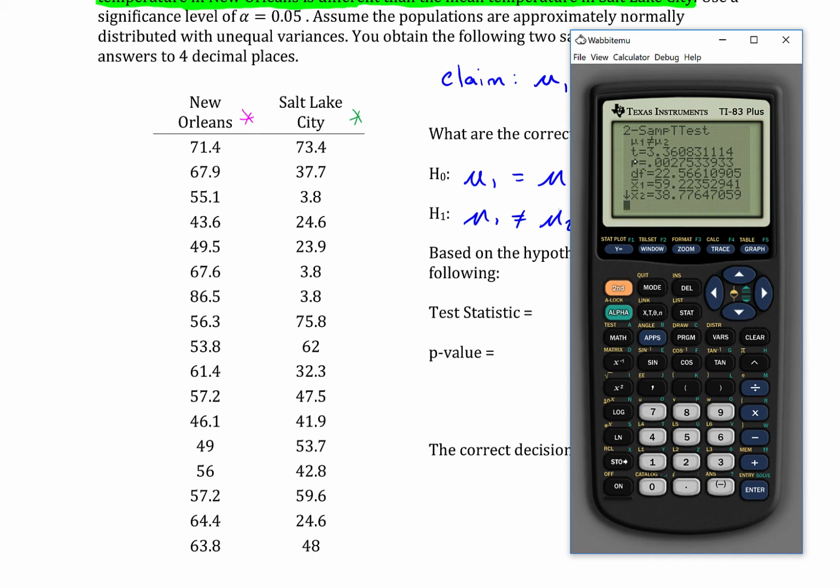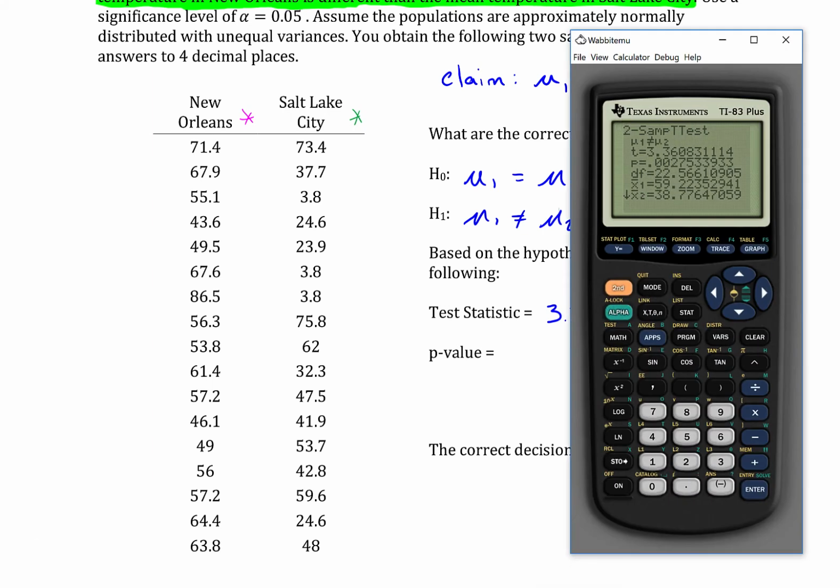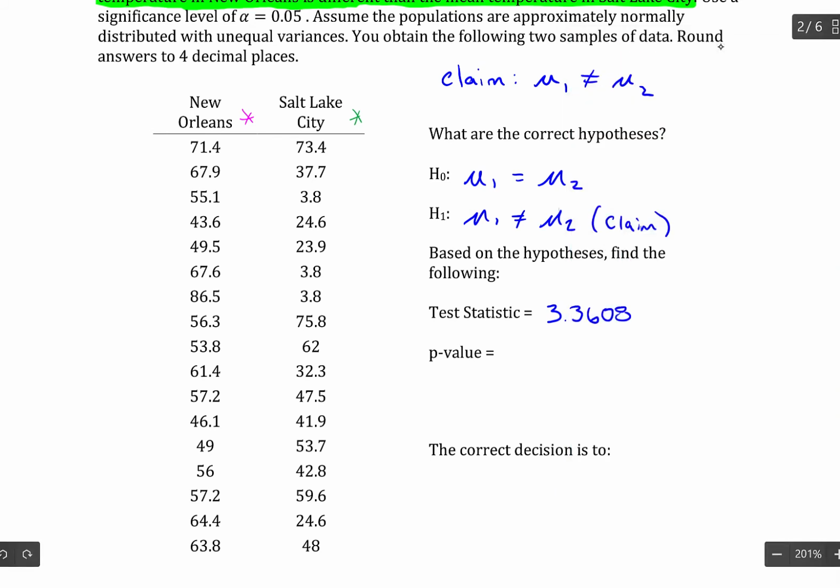And the first item that shows up is t. That's our test statistic, so 3.3608. And I'm just taking that to 4 decimals because that's what was specified. Just follow the rounding rules given to you. P is 0.0028.